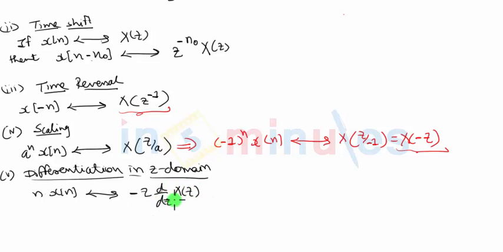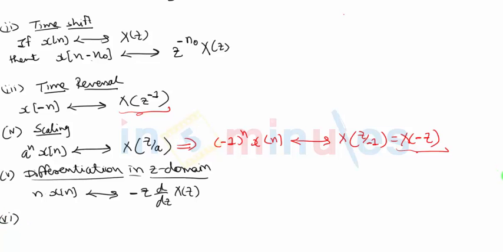So how will you find the corresponding Z transform? All you have to do is differentiate the original Z transform and multiply it by minus Z. This will be the Z transform of n into x of n. So if you know Z transform of x of n, you can find out Z transform of n x of n. And because we are differentiating the Z transform, the property is called differentiation in Z domain.